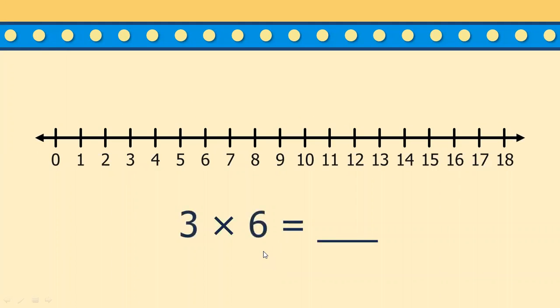Next we have 3. 3 tells you how many sets. 6 tells you how many is in each set. We're going to skip count. First number is going to be 6 because how many is in each set? 6 is in each set.